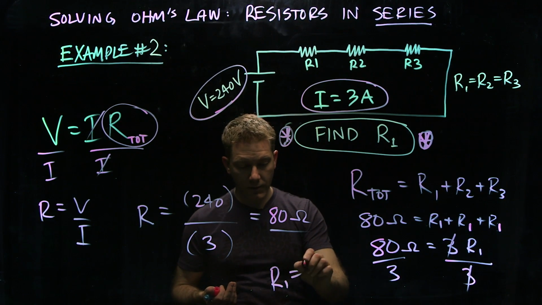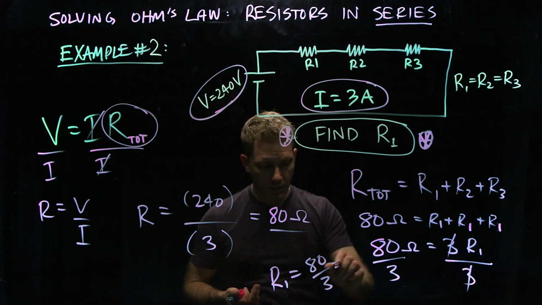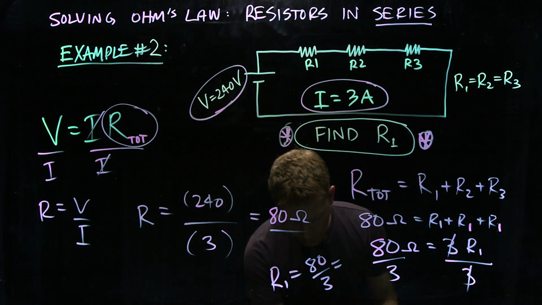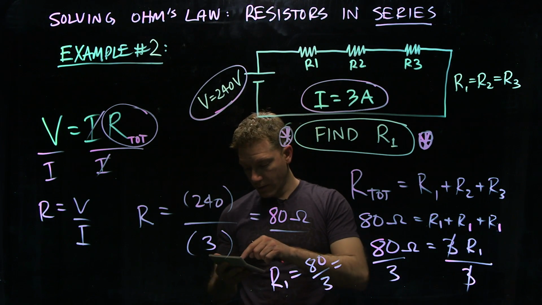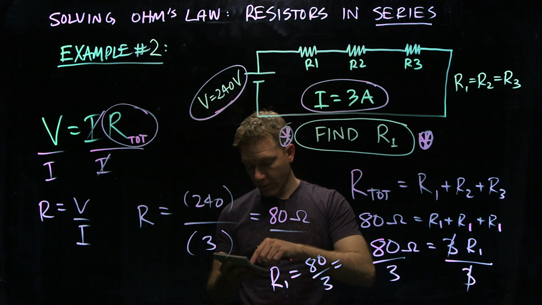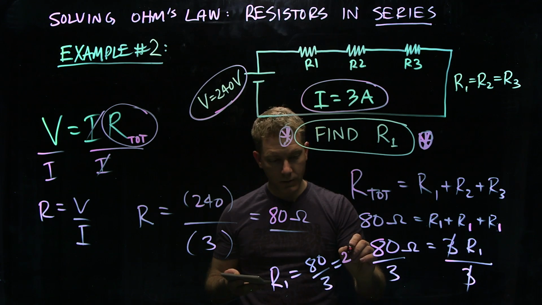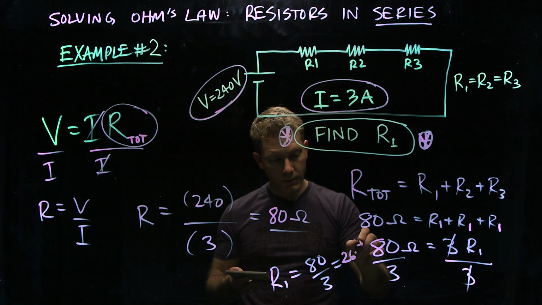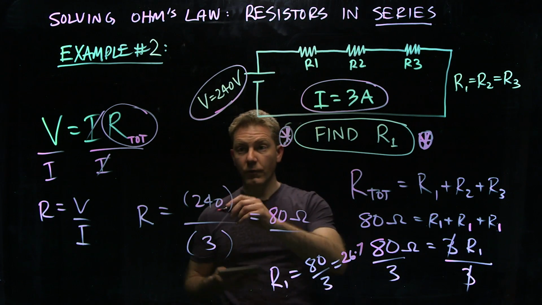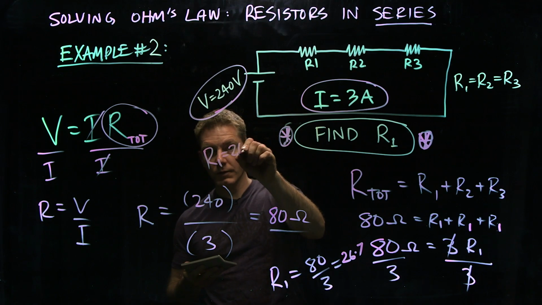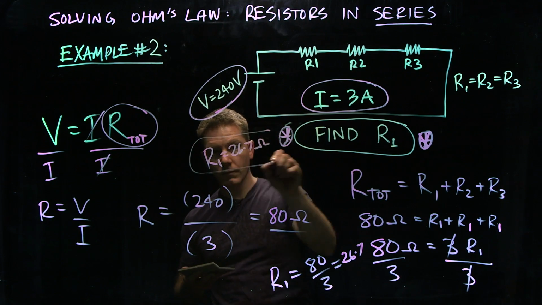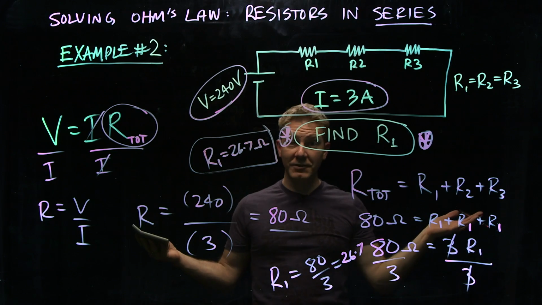I'll write that again over here. Calculator. 80 divided by 3. 26.7. So somewhere R1 equals 26.7 ohms. That wasn't so bad.